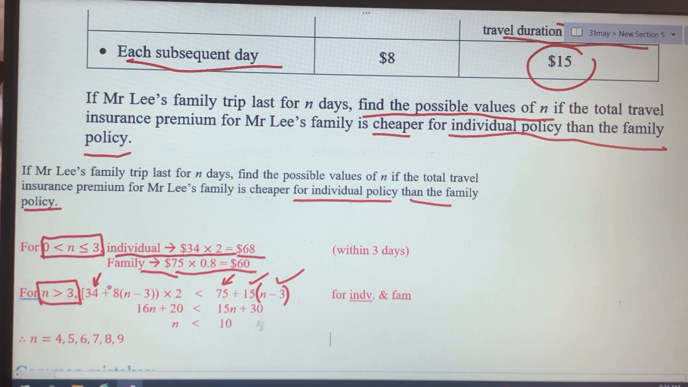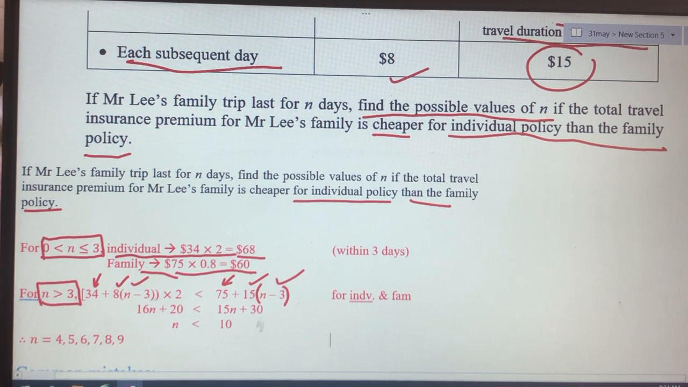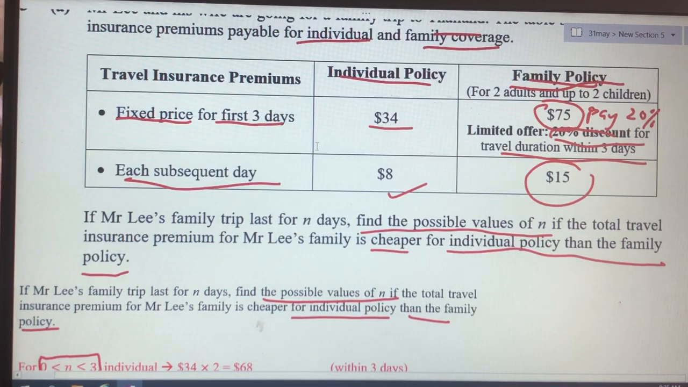Alright, now we are coming back to here. Why is there 8 here? The 8 is the individual per day. Then N minus 3 again is the same explanation here. And for 2, so you go and times 2. Okay? So now you go and calculate, and then that will be your answer. And because they want you to find the possible values, they are not asking you for the range. They ask you to find possible values, so you just list down all the possibilities. Cannot be 3, 2, 1, because then you'll be under this package already.